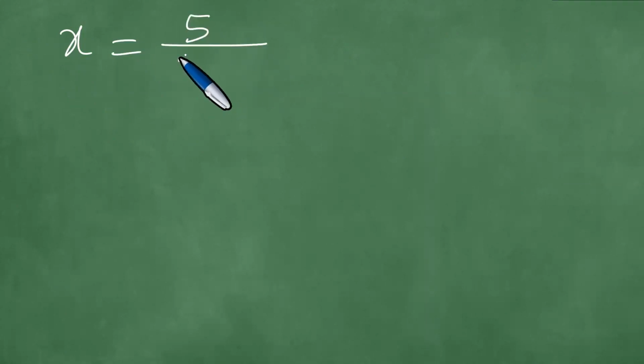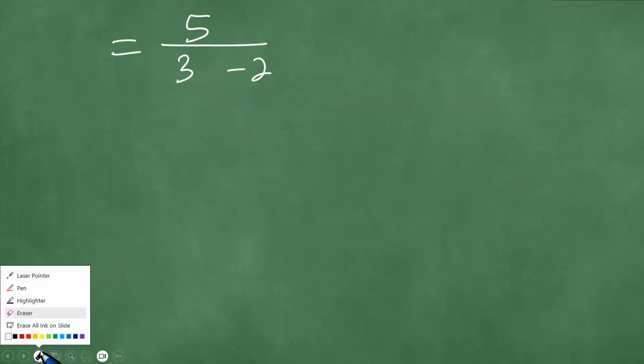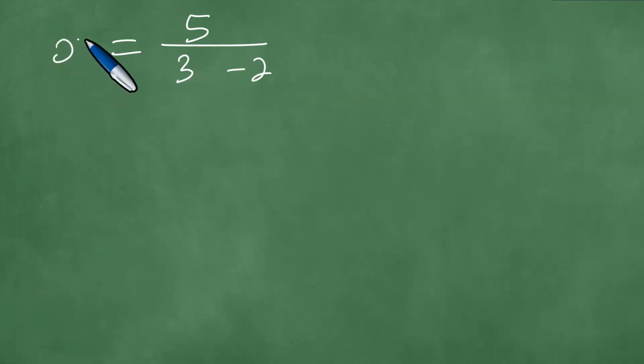An exercise. We're looking at this one. x is equal to 5 divided by 3x minus 2. Anyone? Okay, I'm giving you like 2 minutes. Solve for x here. Let me know, please, when you're done.